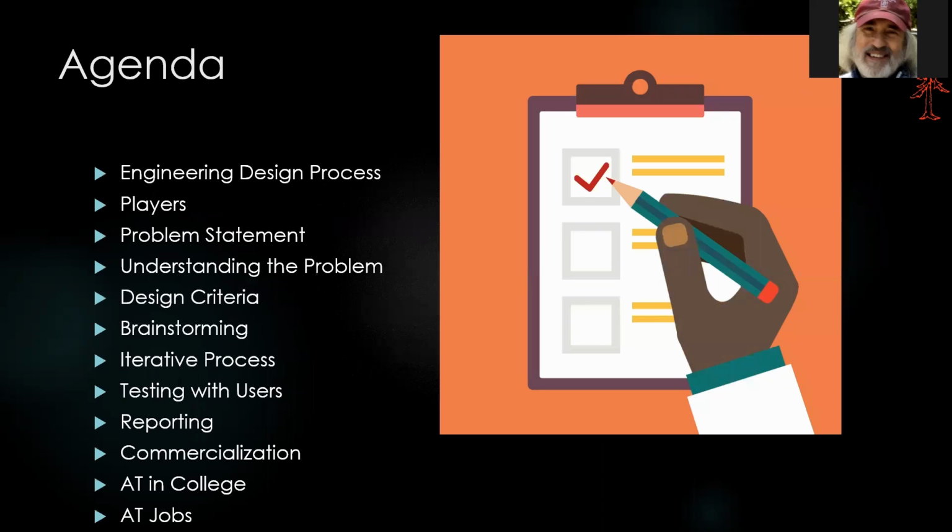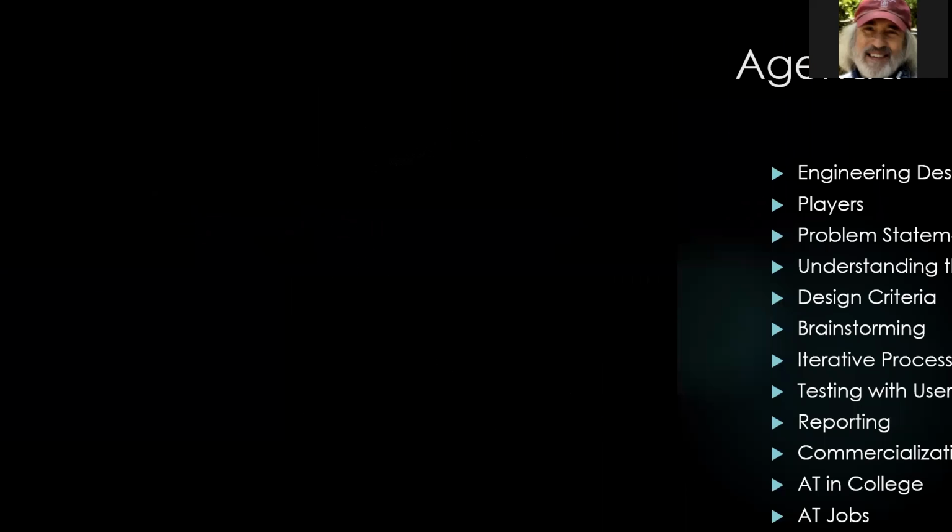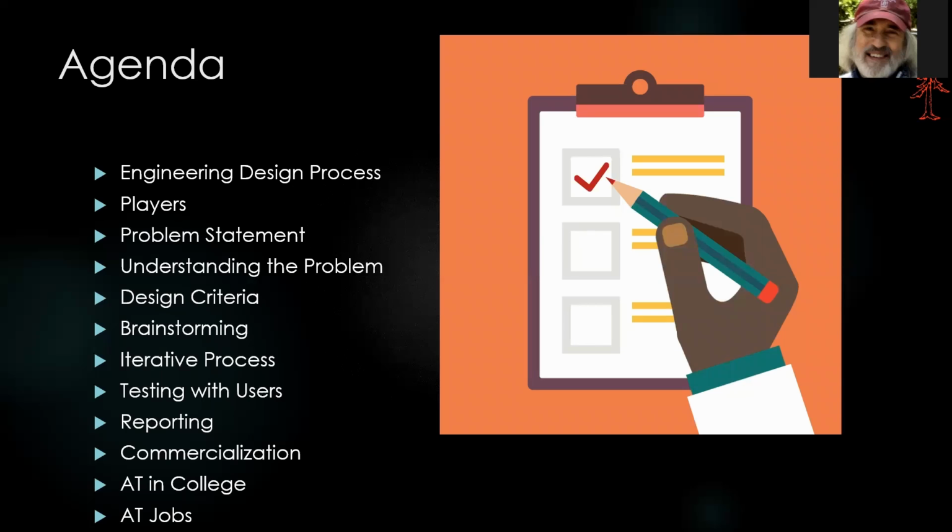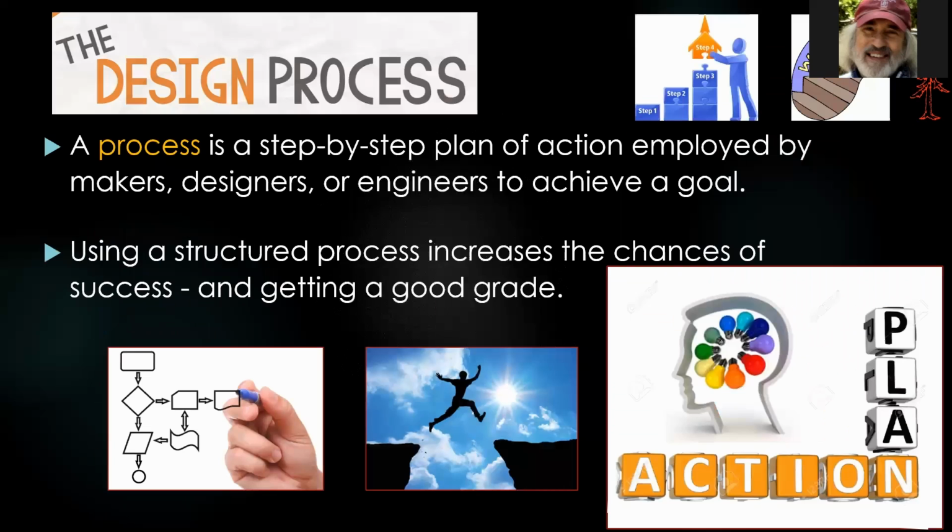So I'm going to be talking about the engineering design process. So this is the process that I use for my course, and I'm going to be talking about elements of it. Who are the people involved in it, and all the different pieces of it. So that goes through most of it, and at the end, I'm going to be talking about how do you commercialize a product, and then Grace wanted me to talk a little bit about assistive technology courses that you might expect to find in college, and maybe even careers in assistive technology. So that's the plan.